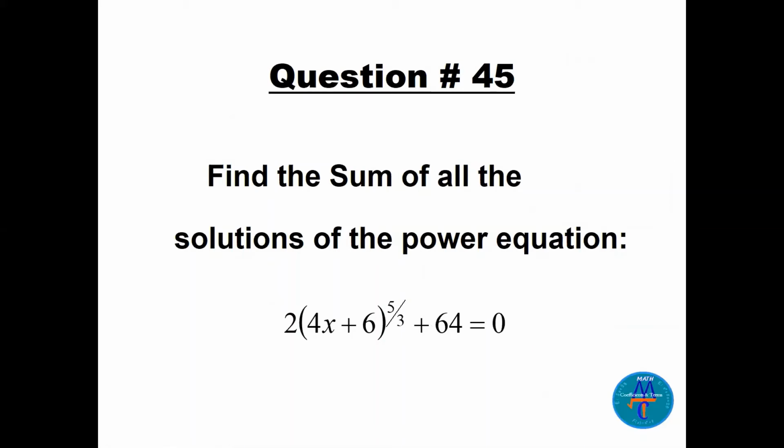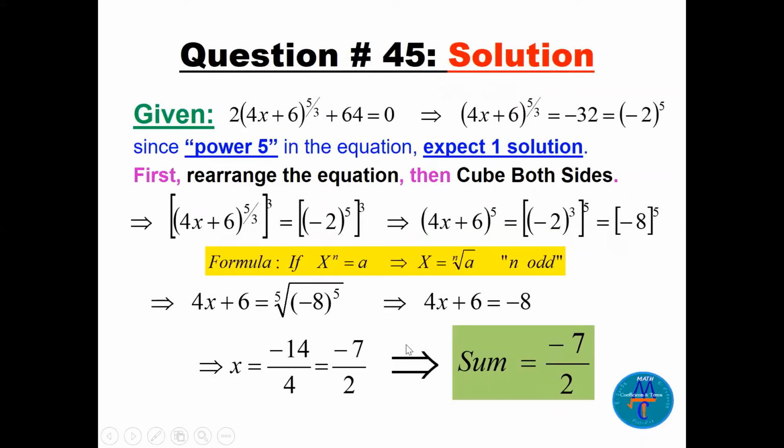Now let's find here the sum of all the solutions of this power equation. Now we have seen before a similar power equation. We found the product there. Look here, we have 5 over 3. 5 is the power, so that's odd. And this is the index here. So we can expect one solution. Now let's rearrange the equation here. Take minus 64 to the other side, divide by 2. So minus 32, I can write it as minus 2 to the power 5.